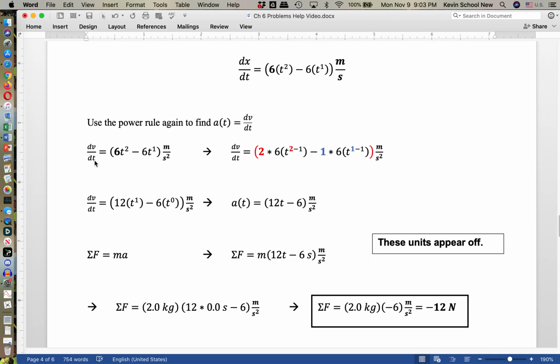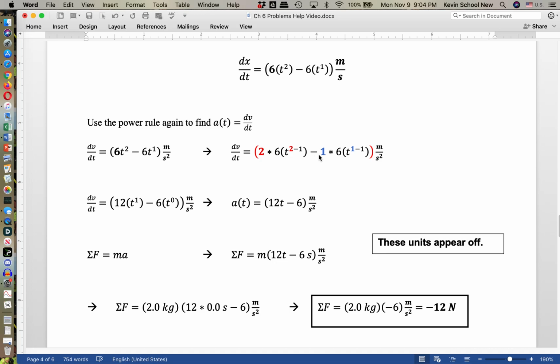Then I use the power rule again to find acceleration. So I'm going to do dv dt. That's going to change my units into meters per second squared, because I'm basically dividing by another little chunk of time. I'm going to take the equation that I just found, 6t squared minus 6t to the first power. Usually we don't write the 1 there, but I have. I'm going to do the power rule again. I'm going to take that 2, the power that t squared is raised to, and bring that in front. So I get 2 times 6, and then I take my power 2 minus 1, and that gives me that chunk of the equation.